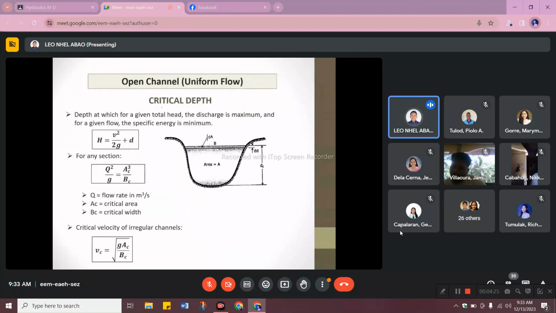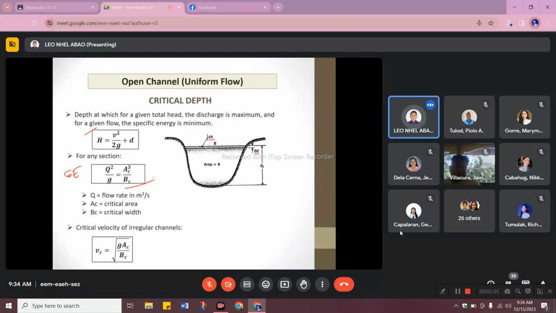Now, the critical depth is the depth at which, for a given total head, the discharge is maximum, and for a given flow, the specific energy is minimum. I believe I flashed this to you earlier. So, if you take a sample section with width, this one with area A, and take a differential strip dA with differential height dD, using this equation, H equals V squared over 2G plus D, our specific energy, we can arrive at the general equation. This is the general equation for getting the critical flow of any section.